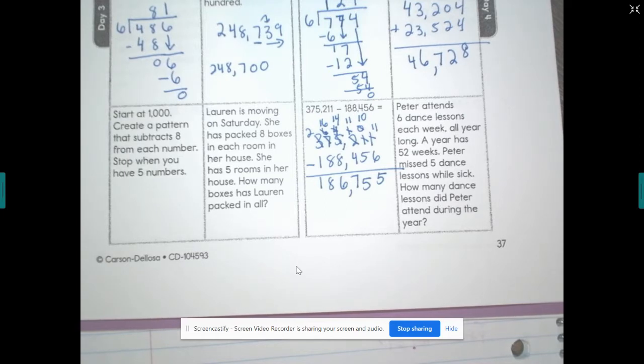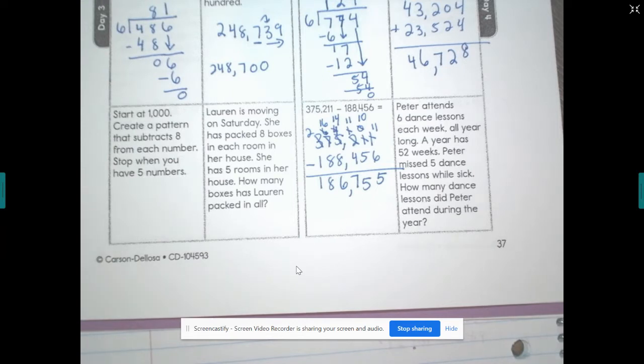Peter attends 6 dance lessons each week. So there's only 7 days in a week. That means he goes every day except one time, all year long. He does this all year long. A year has 52 weeks. Peter missed 5 dance lessons while sick. How many dance lessons did Peter attend during the year?